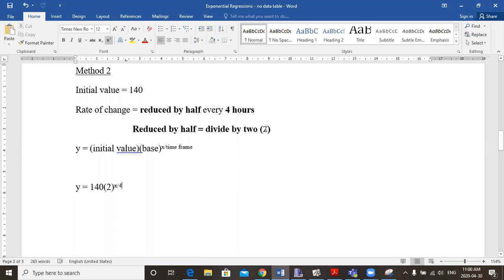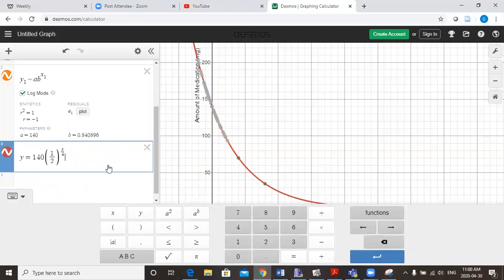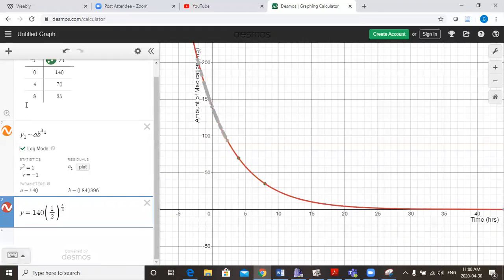So divide by 2, so the base would be 1/2. If it was reduced by a third, then it would be 1 over 3. So that should be 1 over 2, or 0.5, to the power of x over 4. And so if I click off this, you can see that the pre-cal graph is 100% fit.